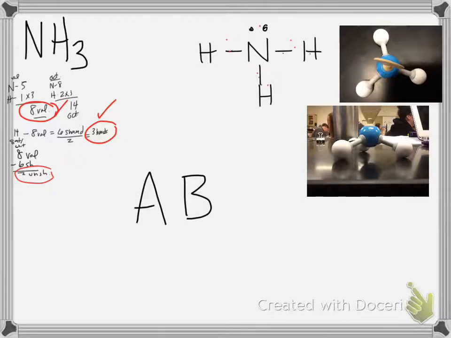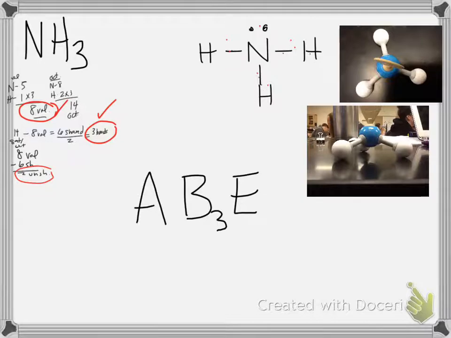Everything gets an A. How many things are attached? Physical things? 3. AB3. Any unshared pairs on the central? 1. Usually if there's just 1, we don't write the 1 subscript. I didn't mark it wrong if you did, so if you wrote that, it's okay, but usually we don't.